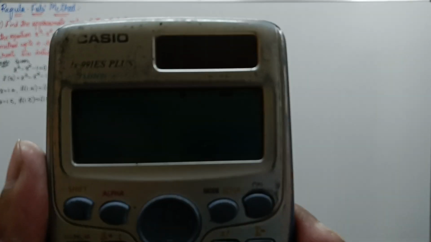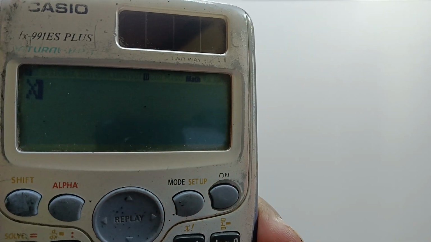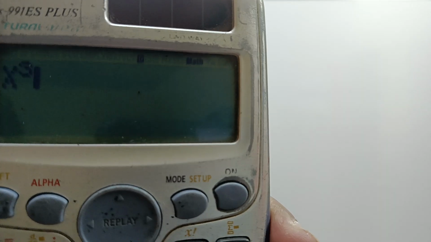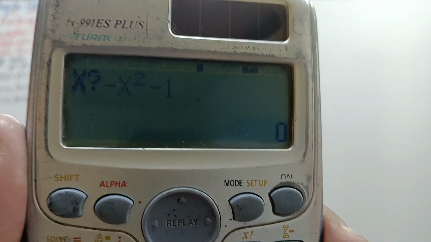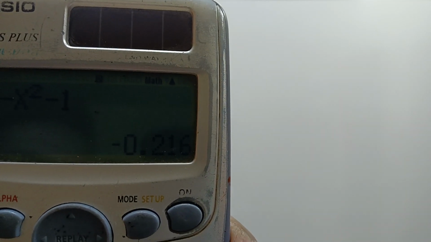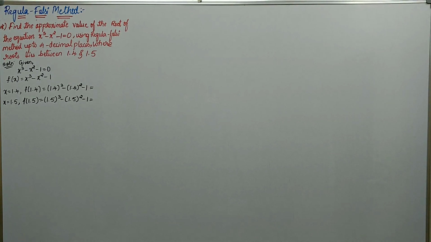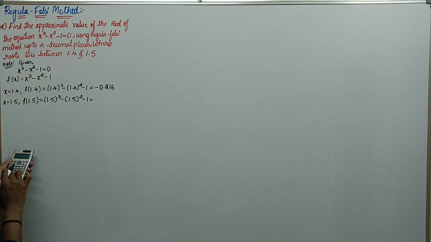To represent the solution on the calculator, press alpha x, cube. Since we have a cube, press shift cube. Next we have minus alpha x square minus 1. Then press calc, give the value 1.4, and you get the value minus 0.216. Got the point? Minus 0.216.